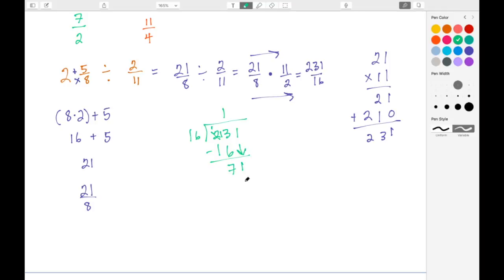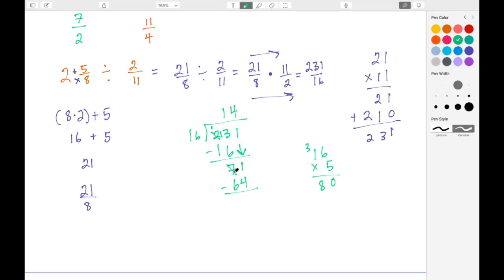Then I bring down this 1, and now we need to figure out how many times does 16 go into 71. Let's try 16 times 5. Well, 6 times 5 is 30, and 5 times 1 is 5, plus 3 gives me 8. Well, that's too much, so I know it can go 4 times. So 4 times 16, well, I know 16 and 16 is 32, and another 16 and 16 is 32. Well, 32 plus 32 is 64.